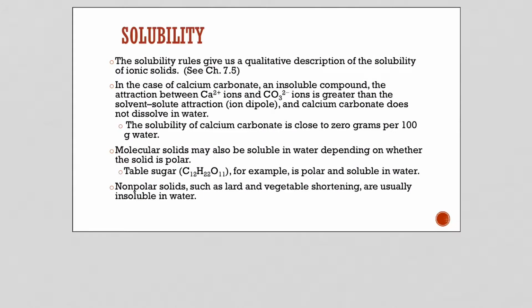So, solubility. Now, if we remember back to chapter 7, we saw a set of solubility rules. We had a set of rules where we could look at an ionic compound and say, oh, because it contains these ions, it's going to be soluble in water, or not soluble. So this gave us a way to qualitatively describe the solubility, whether it dissolves or not. It's insoluble or soluble. Now, we're going to expand upon that in this chapter.